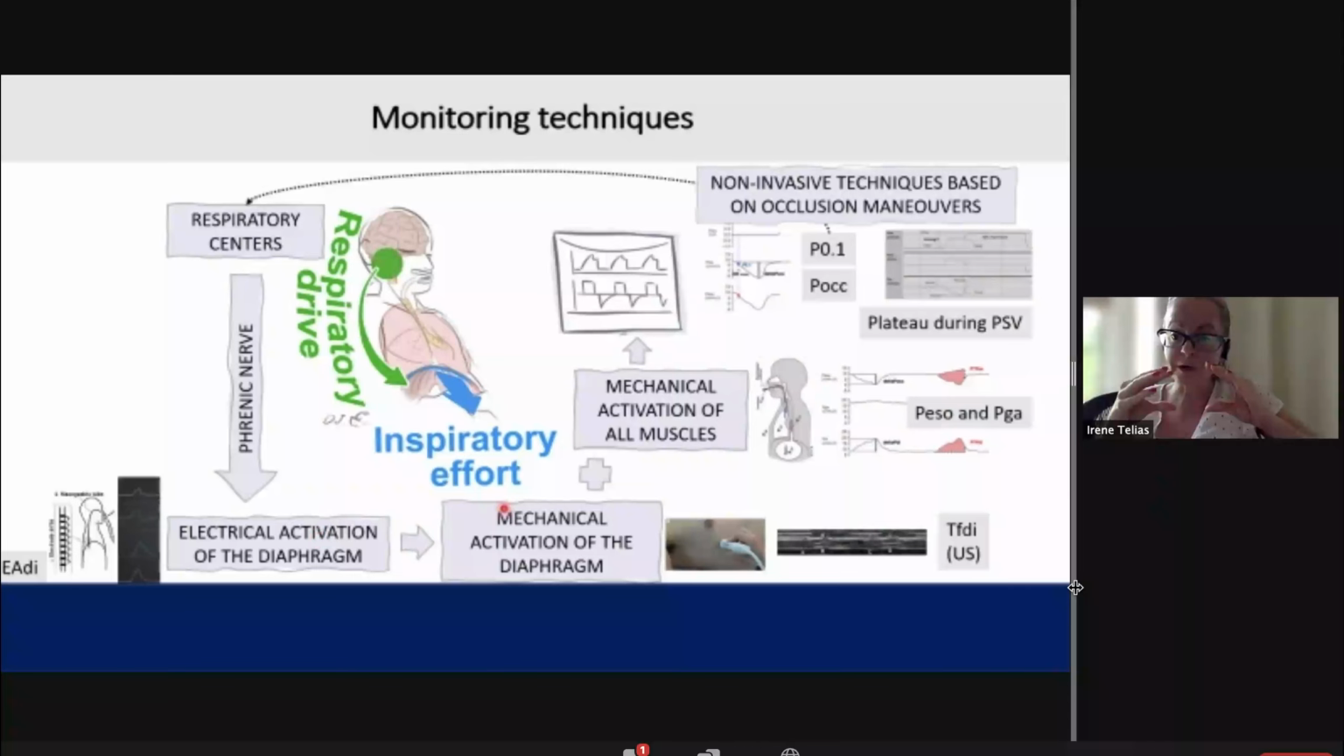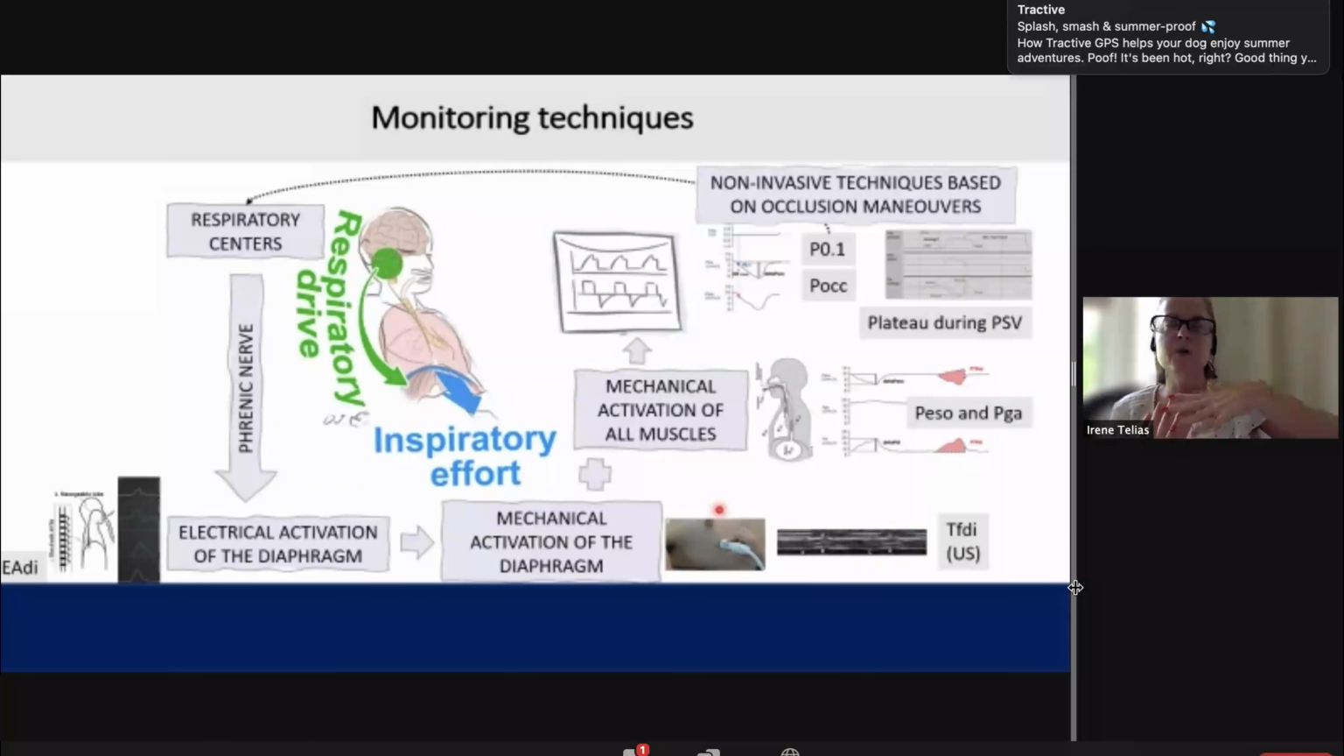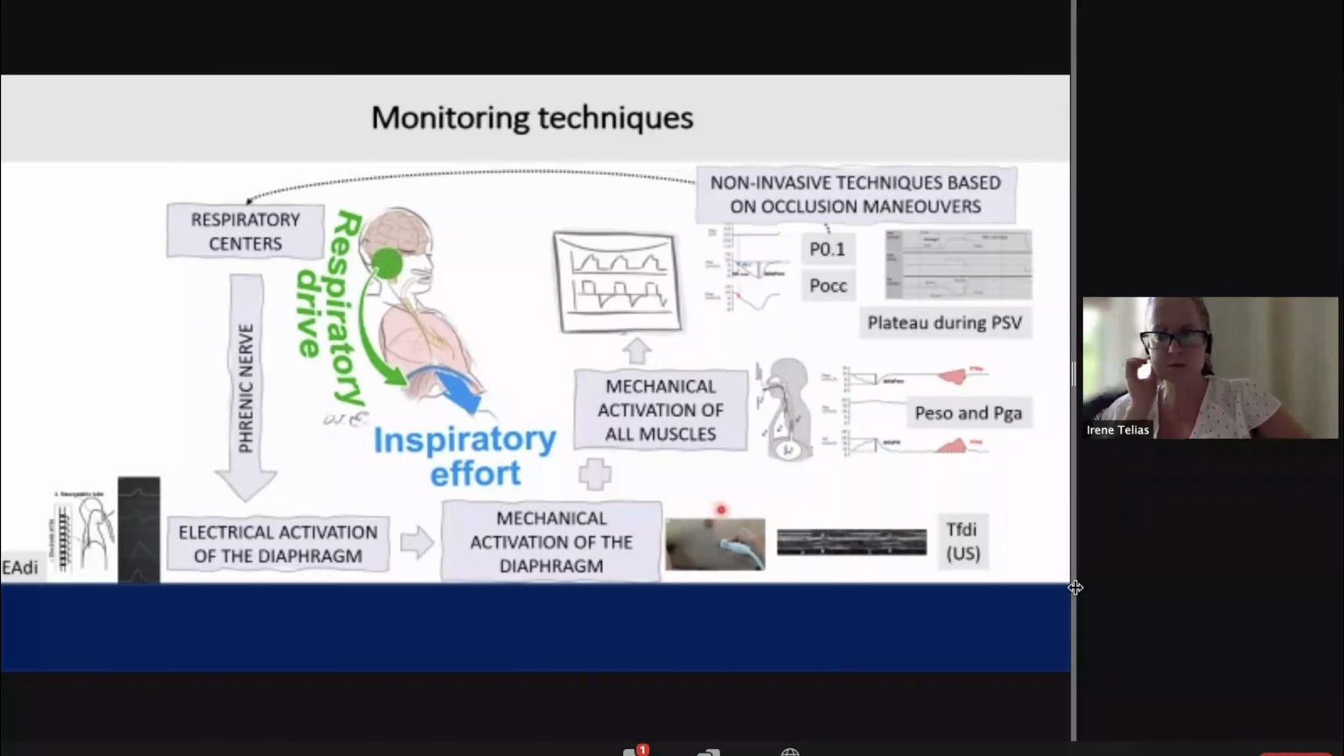Once the diaphragm contracts, we can actually look at the contraction with the diaphragmatic ultrasound, okay? The specifics about it is that it's not a continuous measurement, so you have to be at the bedside while you're performing the measurement. And we know that the effort is very variable, so it's a little bit tricky to have an overall idea of what the effort is over a certain period when you're using diaphragmatic ultrasound. Also, you have to have some training to properly do this.